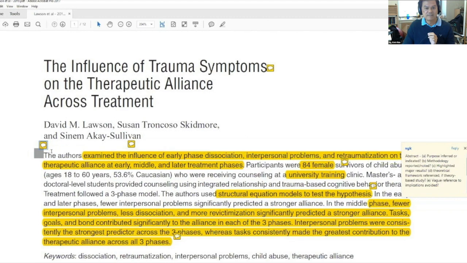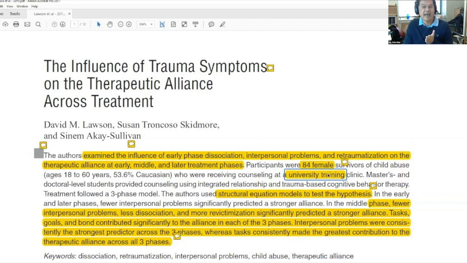Look at this. What I highlighted here is that they mentioned the author examined the influence. It tells you the purpose. This is a purpose statement. So very upfront, you tell what that is. Now, the therapeutic alliance at early, middle, and later treatment phases. At least it tells you there must be perhaps 3 points in the analysis. And then the participants, how many? Who are the participants? And the context, university training clinic. Where were these participants sampled?